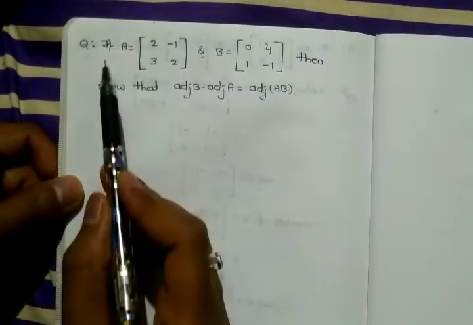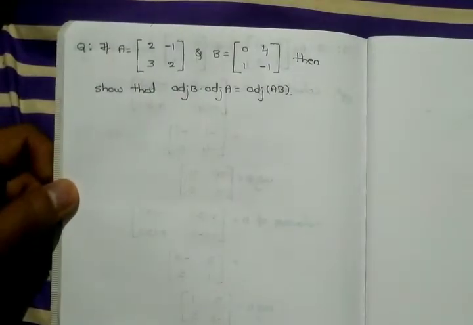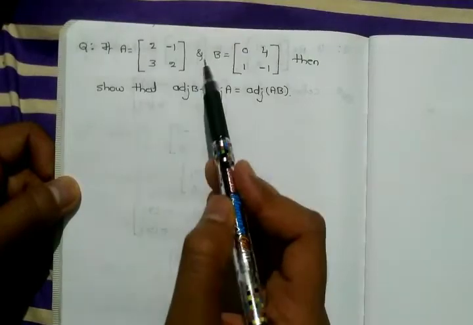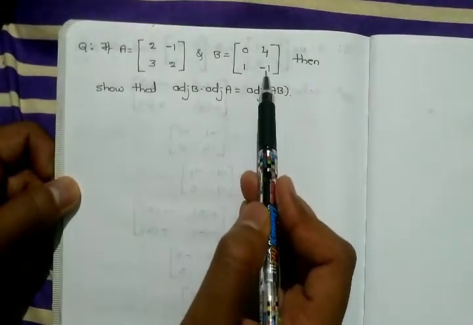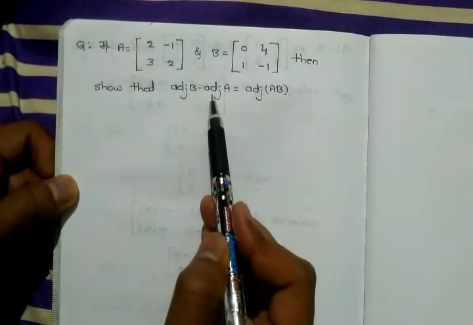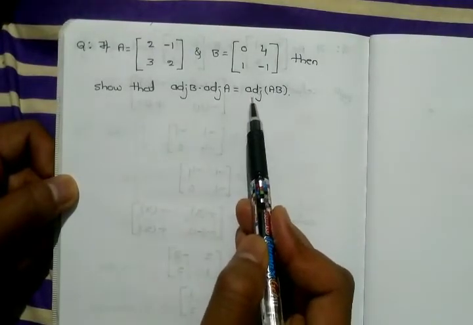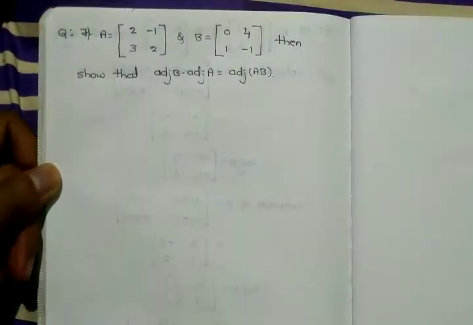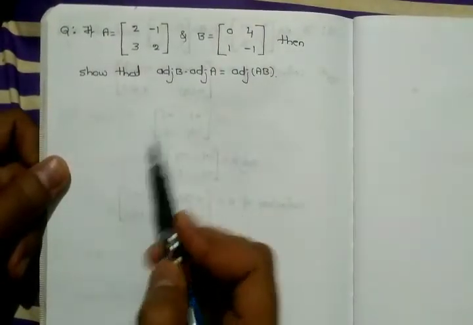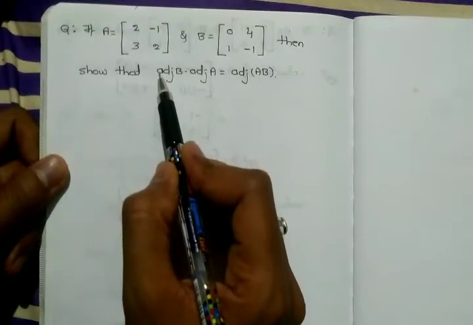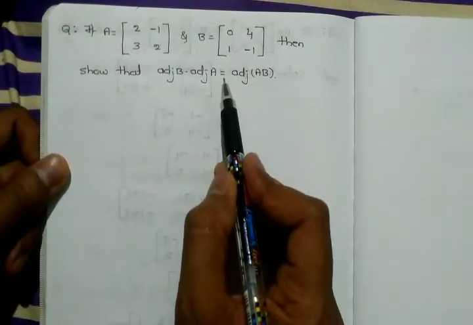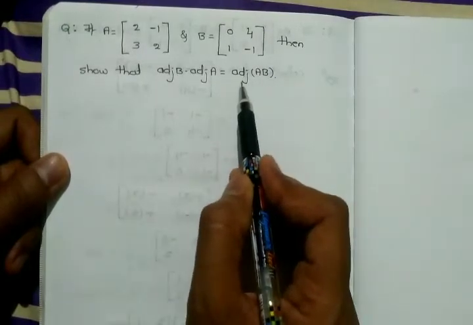Next example, if A is equal to 2 minus 1 3 2, B is equal to 0 4 1 minus 1, then show that adjoint of B into adjoint of A is equal to adjoint of AB. So in such type of example, we need to show this entire left hand side value should be equal to this right hand side value.